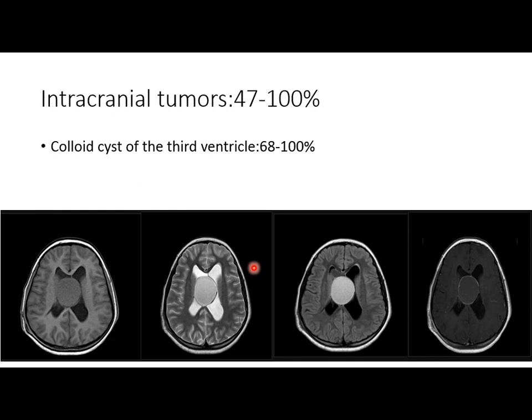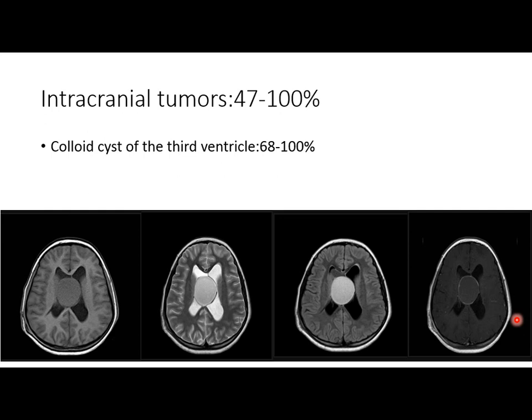Now we have intracranial tumors. A common symptom of all the intracranial tumors is headache. Around 47 to 100% of the intracranial tumors may present with headache. And we have the colloid cyst of the third ventricle. The colloid cyst is one of the benign intracranial lesions. It accounts for around 1% of all intracranial tumors, and it may present with headache from 68 to 100%. All the patients with colloid cyst of the third ventricle present with headache.